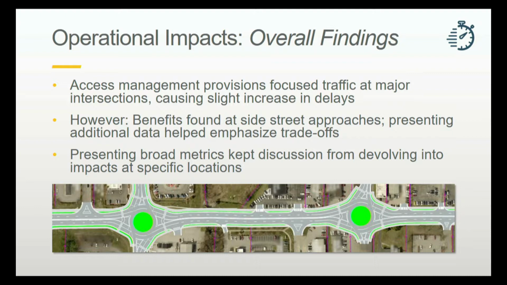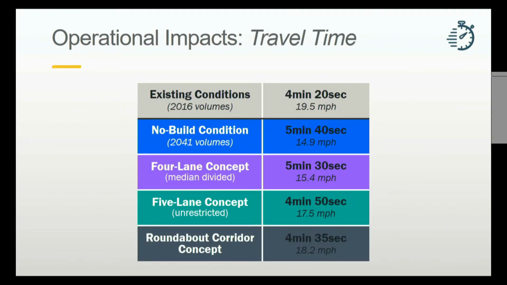And so we needed to find some broad metrics to show this trade-off that exists. We needed to find some way to show that without it becoming a shouting match about, you're removing access at my intersection. We needed to aggregate it to get that overall conclusion to come through. And we'll show how we do that. So let's split up the data and look at it piece by piece.